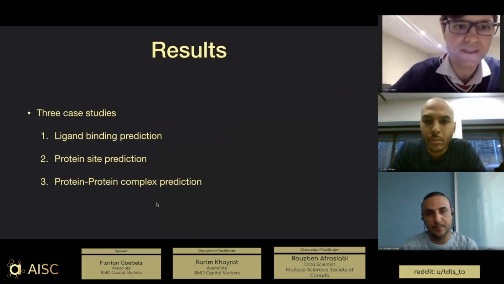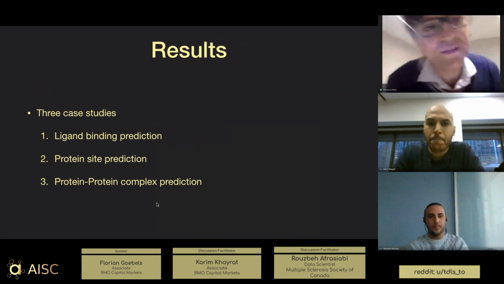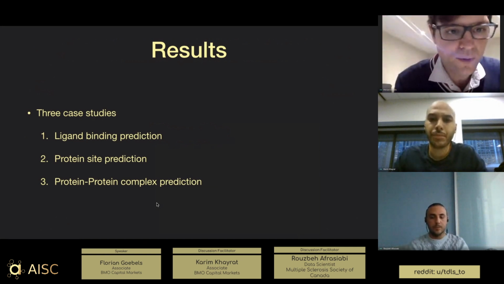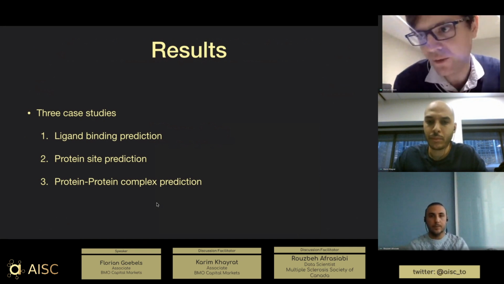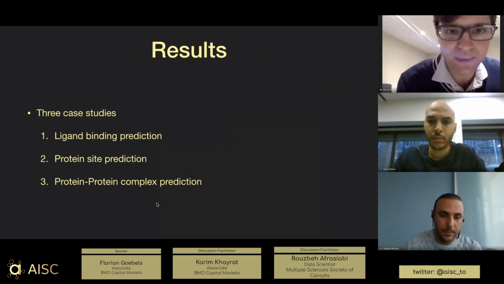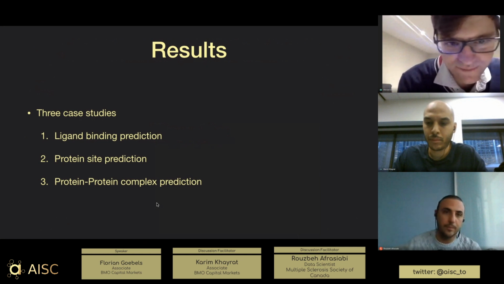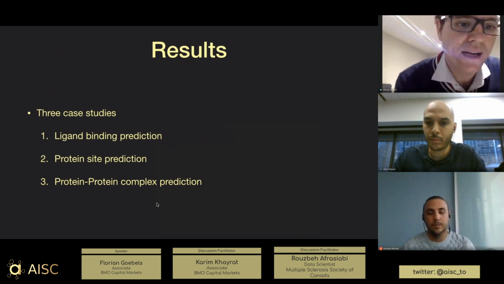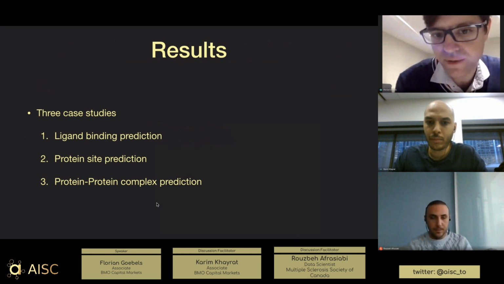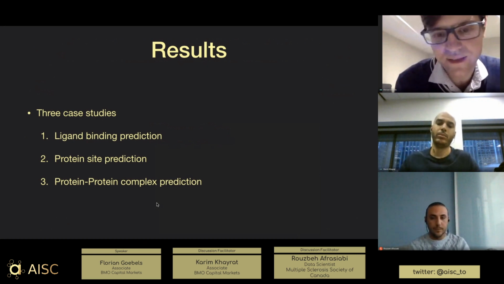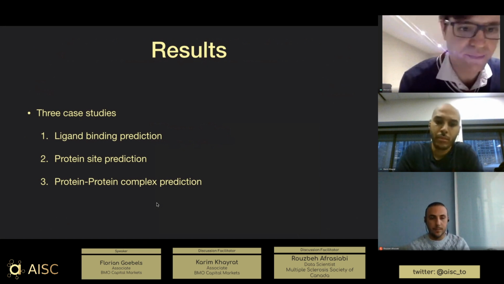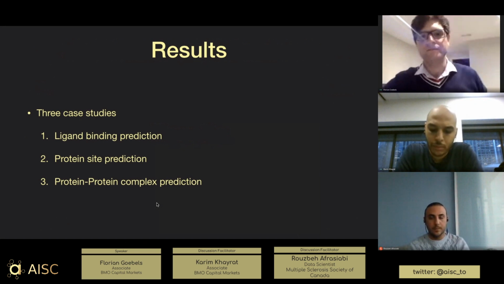Yeah, go ahead. Okay, so here are just 3 case studies. One is for predicting ligands. So you have an active site and you want to know, can these ligands bind or can they not? The second is that they want to predict protein sites. And the third is protein-protein complex prediction. Like, are these 2 proteins interacting or not interacting?